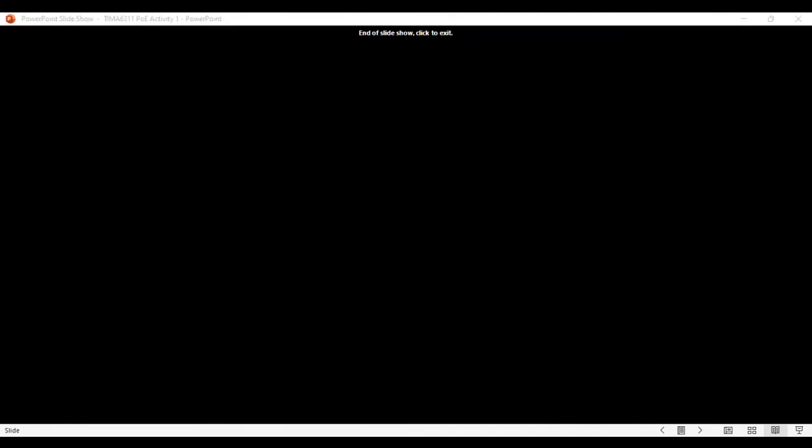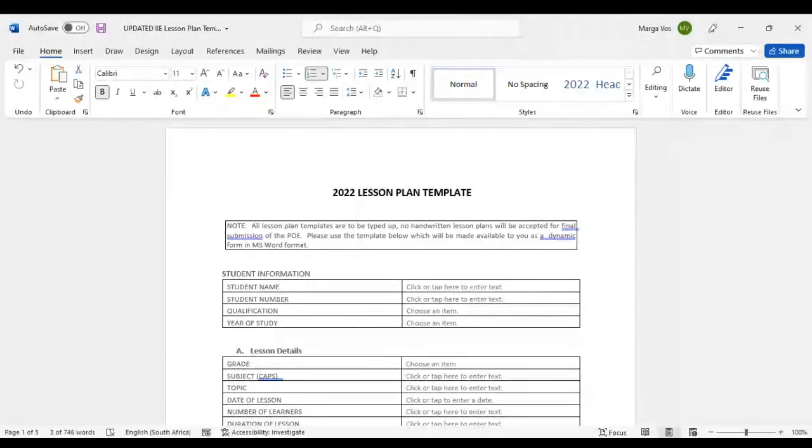Right, now I would like to go to the lesson plan. The lesson plan document is the updated lesson plan, the 2022 lesson plan template. I have already uploaded this lesson plan template for you on VC Learn under the folder Module Guide and PoE. Please make sure that you use this one, otherwise you are not going to earn marks.